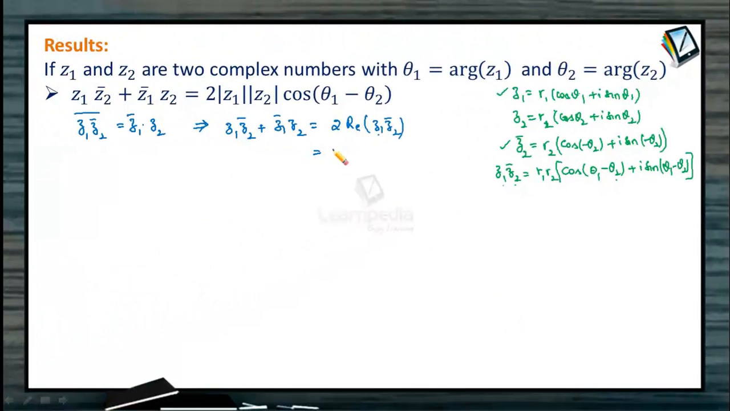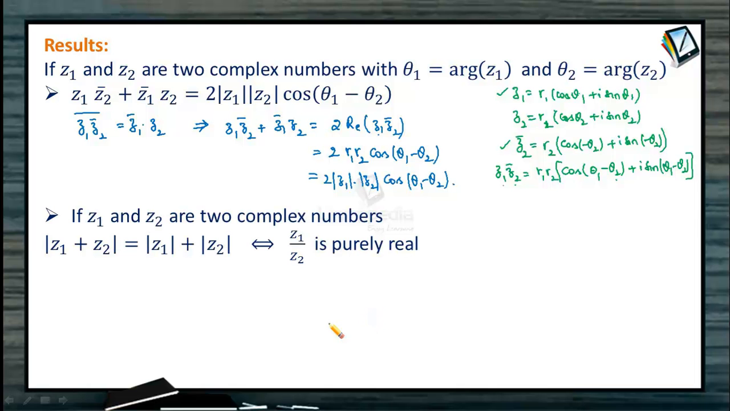Then how much is the real part of this complex number? That would be R1 into R2 times cos of theta 1 minus theta 2, where R1 is the magnitude of the first complex number and R2 is the magnitude of the second complex number. So what is the sum of Z1 into Z2 bar plus Z1 bar into Z2? It was 2 times modulus of Z1 into modulus of Z2 times cos of the difference of the arguments of the two complex numbers. Right? Let's proceed to the next important observation.